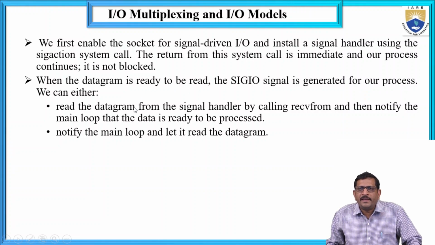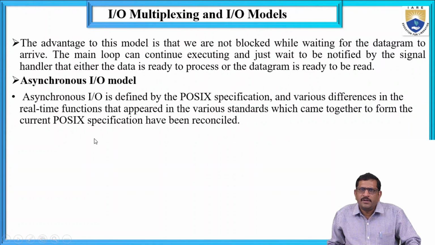Now we can either read the datagram from the signal handler by calling recvfrom and then notify the main loop that the data is ready to be processed. Notify the main loop and let it read the datagrams. The advantage to this model is that we are not blocked while waiting for the datagram to arrive. The main loop can continue executing and just wait to be notified by the signal handler that either the data is ready to process or the datagram is ready to be read.